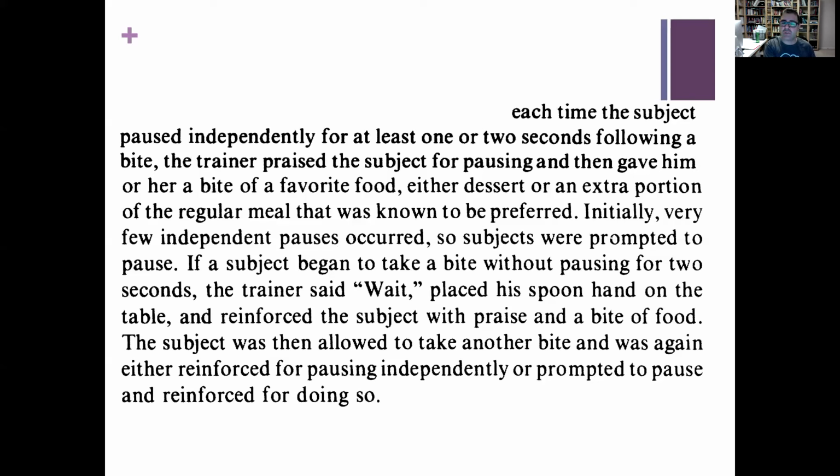So that's essentially what I was telling you. Place his spoon on the table and the hand on the table, so there's some physical prompting, and then reinforce the participant with praise and then with a bite of a preferred food. Now, the participants were then allowed to take another bite, and again, they were either reinforced for pausing or prompted. So the prompting or correction procedure was essentially saying wait and then putting their hands and spoon down on the table. So they had to wait that 1 to 2 seconds before taking a bite again.